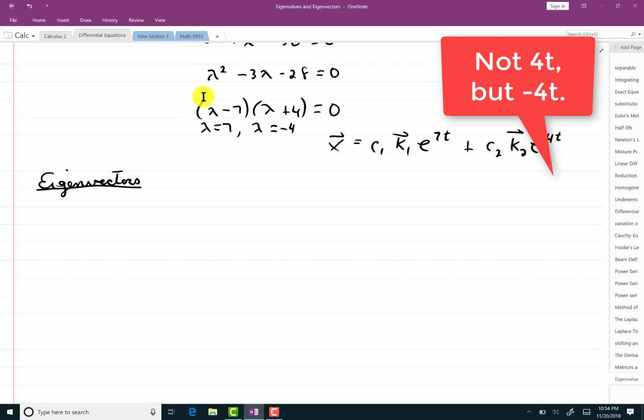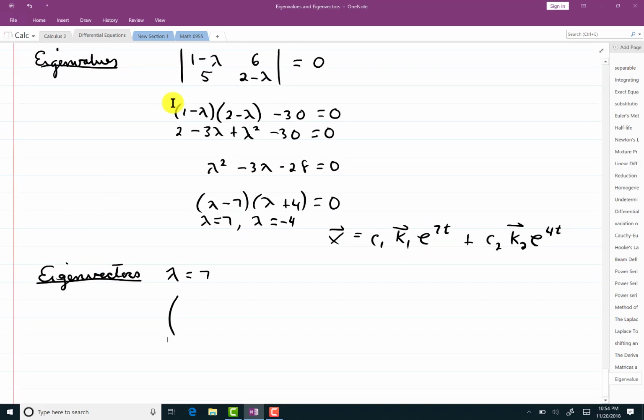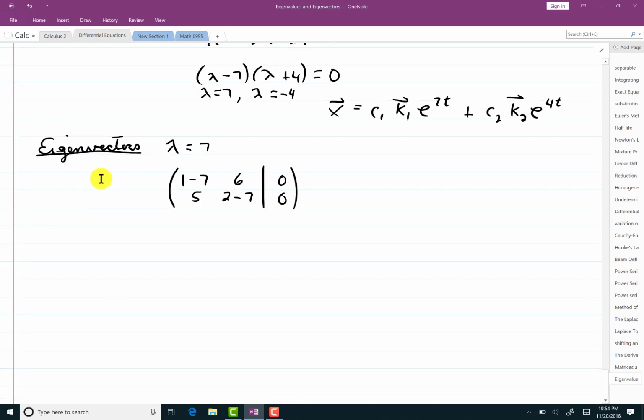Okay, I'll start with lambda equals 7. So then when we start to look at, basically it's an augmented matrix. Where's my original matrix? 1, 6, 5, 2. I'll put 1 minus 7, 6, 5, 2 minus 7. And let's see what happens. Here, I'll get negative 6, 6, 5, negative 5.